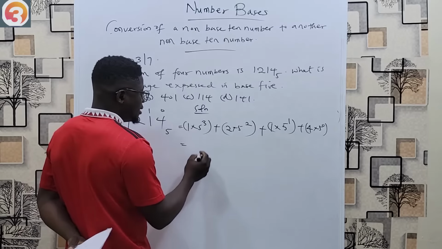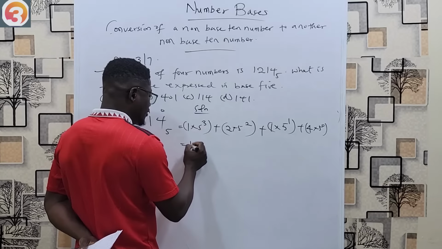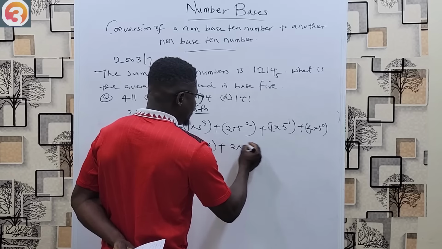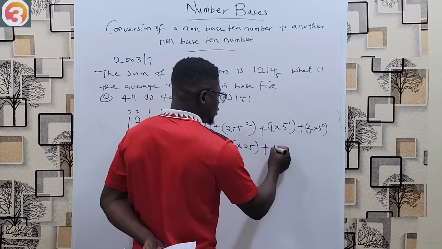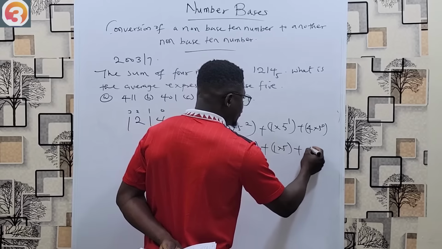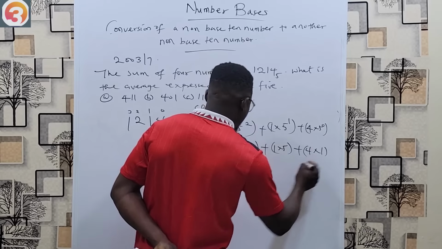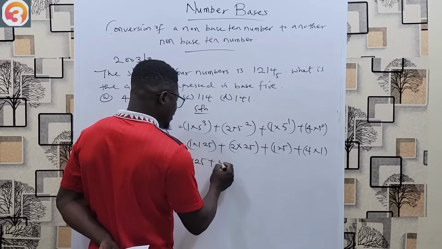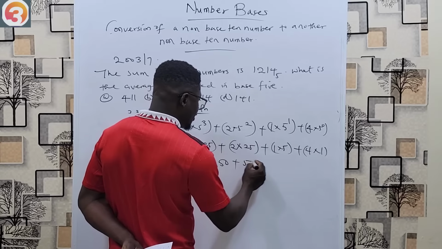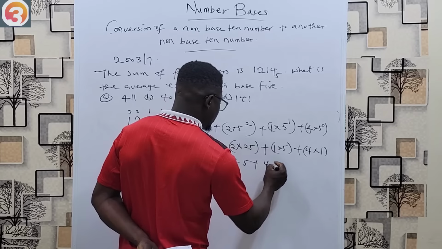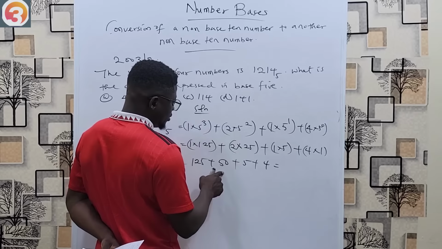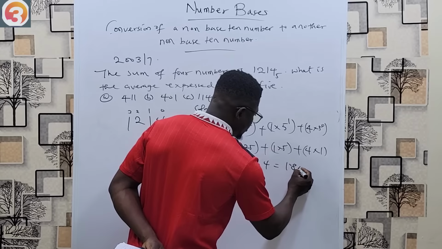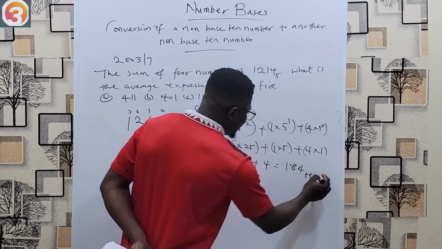I'm going to have 1 times 5 raised to power 3. 5 raised to power 3 is what? 125. Right? 1 times 125. Then plus 2 times 25, then plus 1 times 5, then plus 4 times 5 raised to power 0, which is 1. So our result here is 125 plus 2 times 25 is 50, plus 1 times 5 is 5, plus 4 times 1 is 4. Everything gives us 125 plus that is 184. This one is now in base 10.